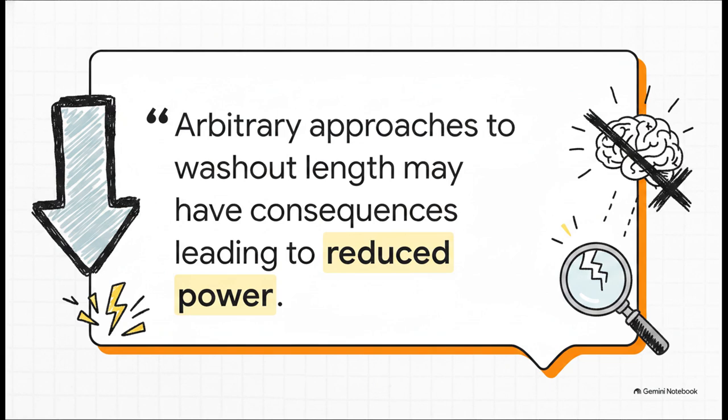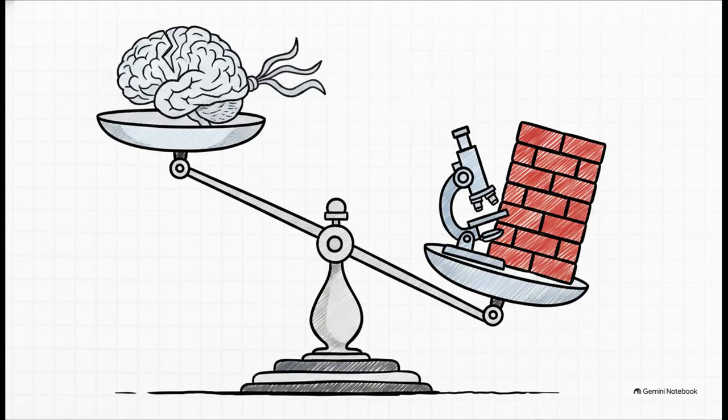To sum it all up, the source material actually states it perfectly. Arbitrary approaches to washout length may have consequences leading to reduced statistical power. It's a stark reality, guys. Poor washout planning destroys the exact statistical advantage, that increased power that the crossover design was supposed to provide in the first place. So, let's move to our key takeaways for today and see how this all builds together.